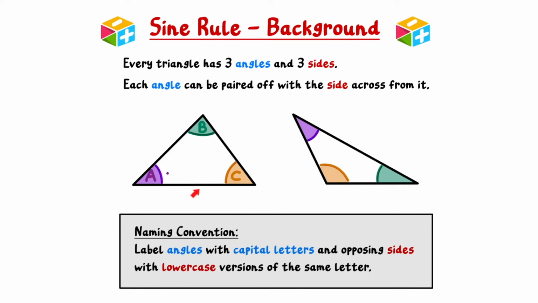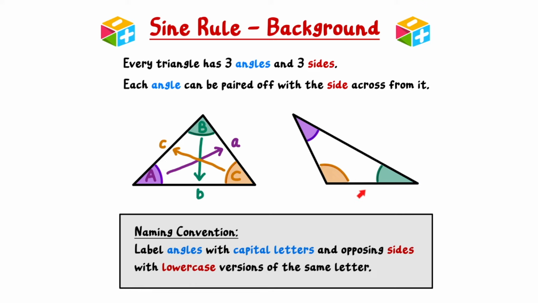The side across from capital A should be labelled with lowercase a. The side across from capital B should be labelled lowercase b, and the side across from capital C should be labelled lowercase c.